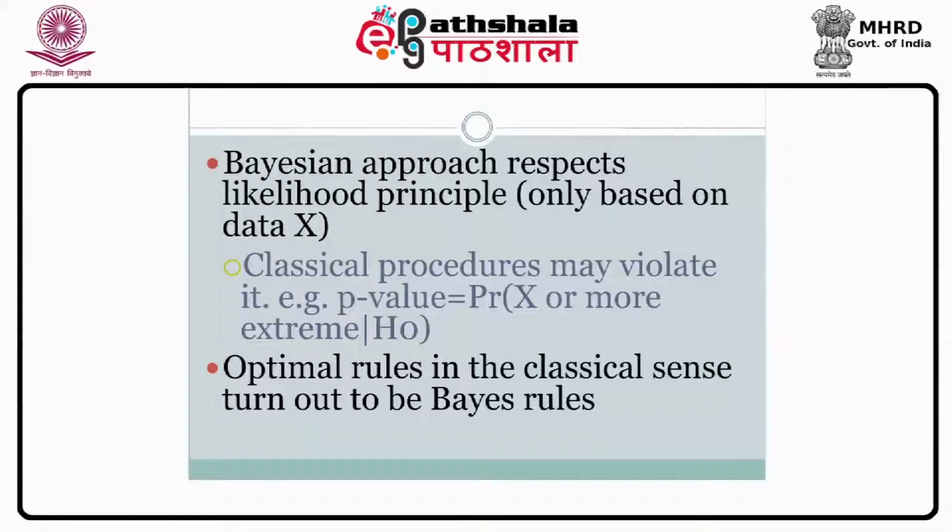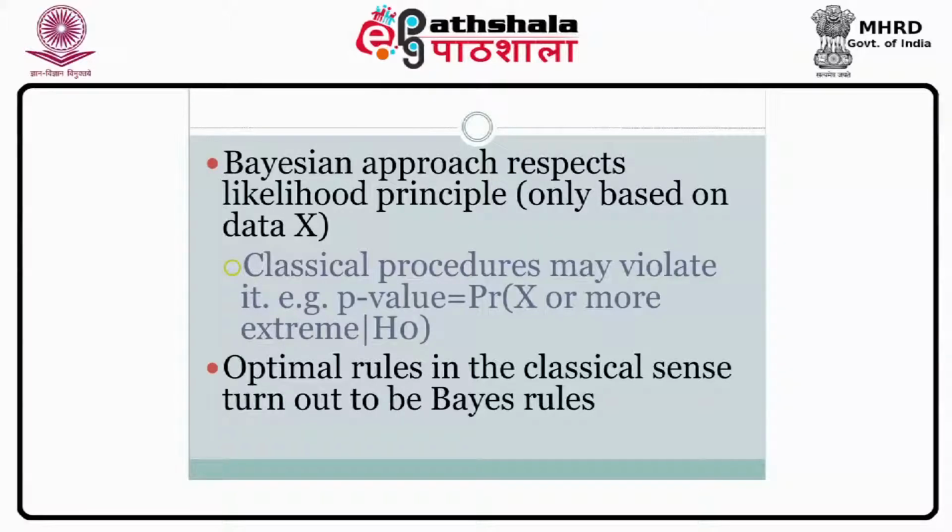And one can see the same with the p-value, which is the probability of the data, or a function of the data, or more extreme, under the null hypothesis H0. This is the p-value, and the p-value varies when the data varies, right? Optimal rules in the classical sense turn out to be the Bayes rule.